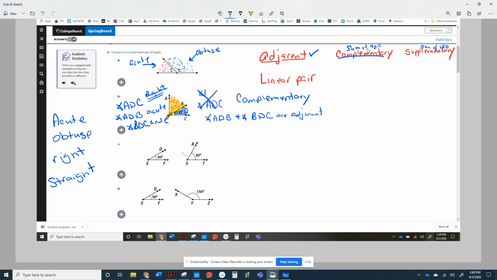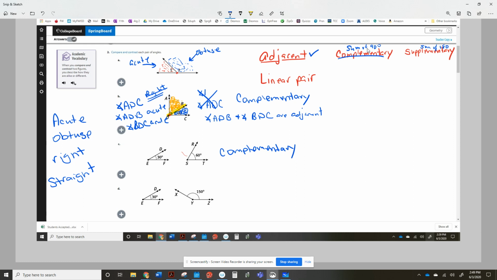Angle ADB and angle BDC, those two make a complementary pair. These two right here are complementary. It's a complementary pair. Why? Because if you add them together, you get 90 degrees. Students often forget that the definition of complementary does not say they have to be adjacent. So you do not have to have adjacent angles in order to have complementary angles. They simply have to add together to be 90 degrees. Now, often we do deal with them that are adjacent, but that doesn't mean that they have to.